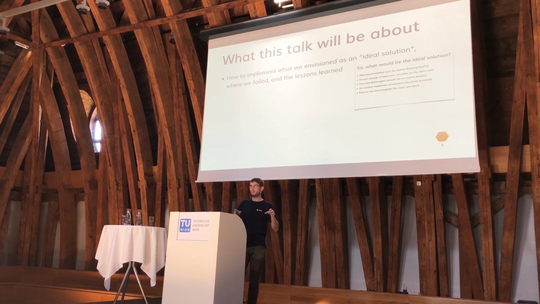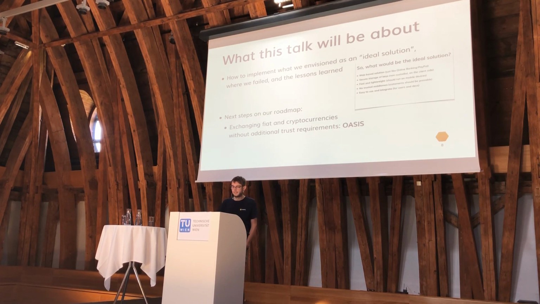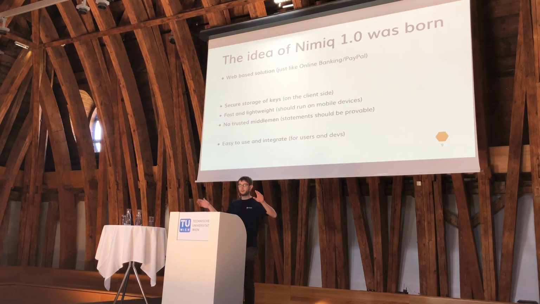I'll not only show you what we built, but also the whole story from the beginning, where we failed, what we learned from that, and how we improved. In the second part of my talk, I'll quickly talk about two other points on our roadmap. One is exchanging fiat and cryptocurrencies without additional trust requirements, and the second one is our new consensus protocol that we've worked on. Okay, let's start with the first part and go back to this ideal solution.